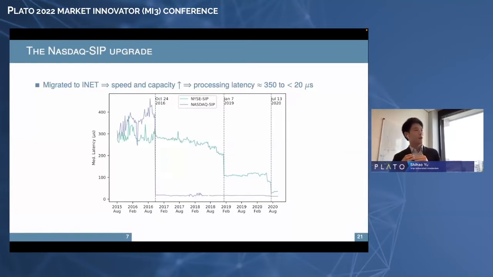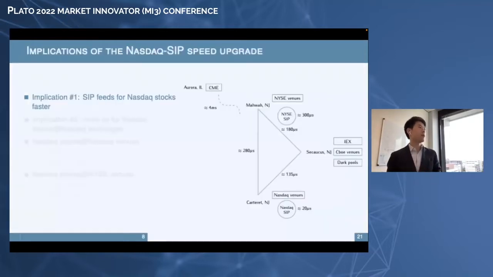And the first event I look at is actually a speed upgrade. Essentially, they move the NASDAQ SIP to INET, which is the proprietary technology of NASDAQ. So the speed and capacity of the NASDAQ SIP increases. As a result, the processing latency of the NASDAQ SIP, the aggregation time actually needed, drops significantly from 350 microseconds to less than 20. So what are the implications?